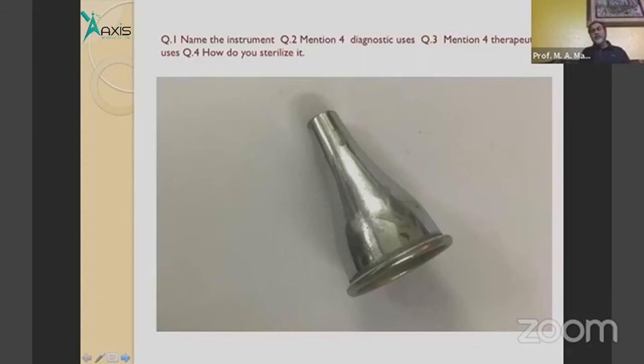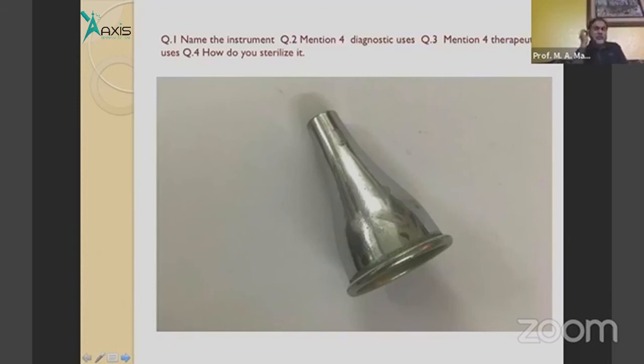This is another instrument very important for exam. This is a metallic aural speculum. Aural, A-U-R-A-L, not oral. Oral means oral cavity, aural means ear, okay? So the metallic aural speculum is mentioned for diagnostic use and therapeutic use.